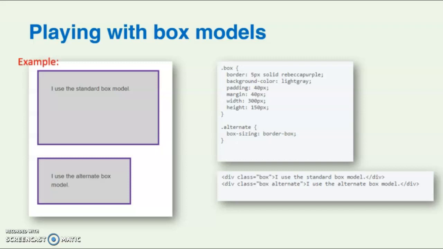Right. This is an example of the alternative box. You can see two boxes. Both have a class of box, which gives them the same width, height, margin, border, and padding. The only difference is the second box has been set to the alternative box model, like this one.